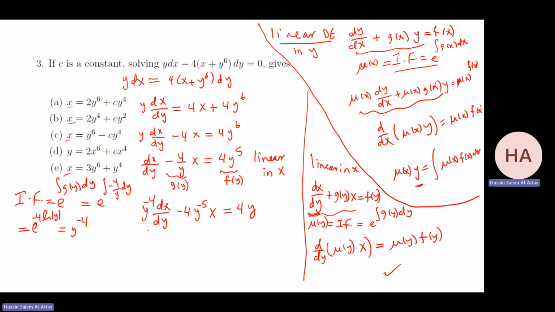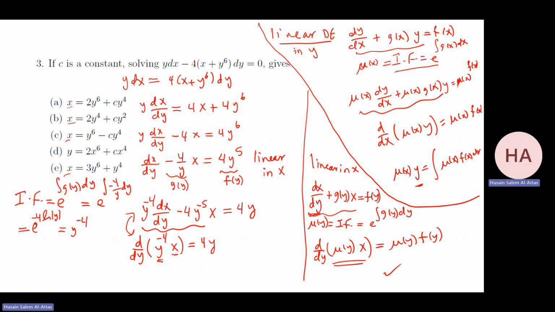Okay. Now, this, as we said, should be in this format. So d over dy of y to the minus 4 x equal 4y. Actually, you can take it as a checkpoint. Now, what's the derivative of this with respect to y? It will be minus 4 y to the minus 5 times x plus, because it's the product rule, y to the power minus 4 times the derivative of x, dx over dy. So these two are the same.